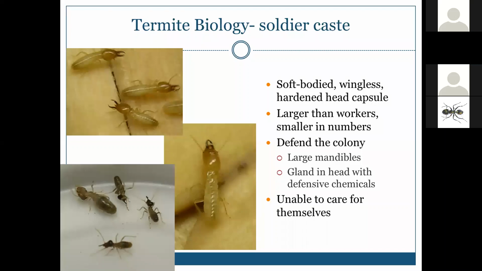There is a smaller proportion of these within the colony, and they are generally there to defend the colony. They will protect the colony from invaders. These generally have two forms. You can either have those like you see in the top two photos that have enlarged mandibles, or there are some that have this little horn that you see in the bottom left photo. That one has a gland in the head with defensive chemicals that they can squirt out of that little horn.